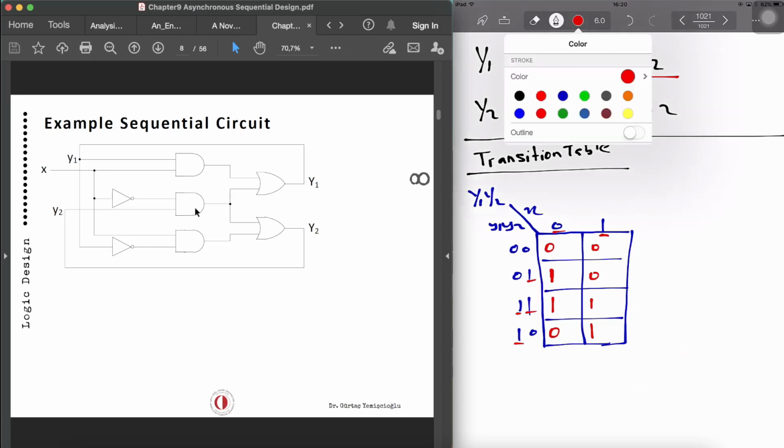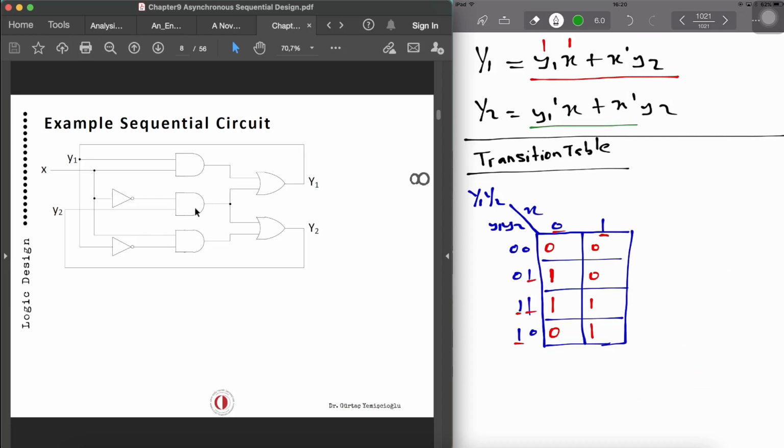Y2 now is y1 prime and x. So x is going to be 1 and y1 prime, those two points, so we put 1 on those. And x prime y2: y2 is going to be 1 on those points, so x prime y2 is those two. And the rest are just zeros. So we have the transition table.